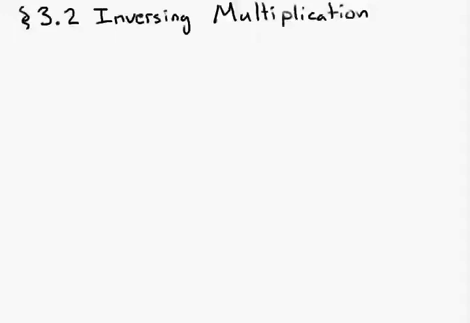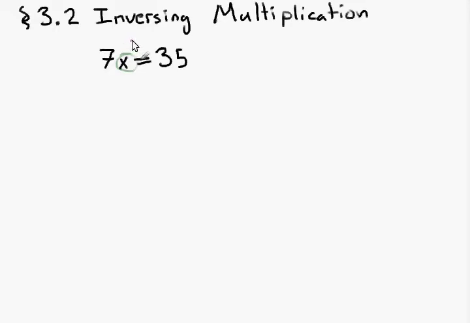In this video, section 3.2, inversing multiplication. What we want to start here is with a nice multiplicative equation. Say something like 7x is equal to 35. Now what we need is some number x such that when I multiply it by 7, we get 35.